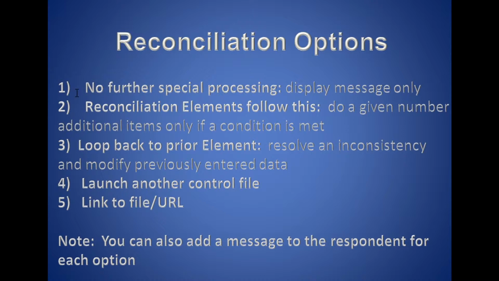The first is no further special processing. This displays a message only to the respondent. The second option is reconciliation elements follow this. This will tell QDS to do a given number of additional items only if the entered condition is met. The third option is loop back to prior element. This is to resolve an inconsistency and modify previously entered data. The fourth option is to launch another control file. And the last option is to link to an external file or URL. Note that for each of these, you can add a message to the respondent.